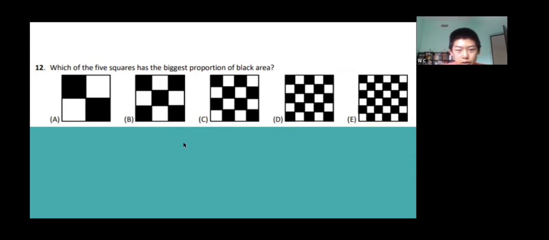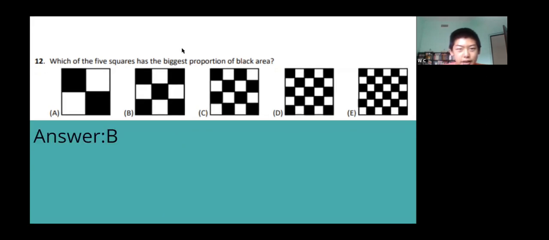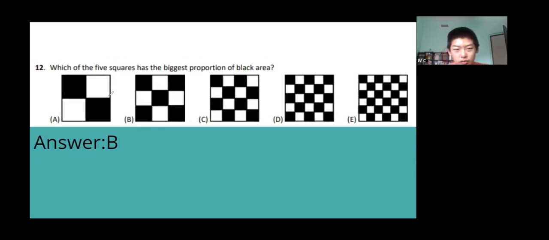So we have 2 people who answered A and no other answers. The answer is actually B. The reason why is, if you look at what fraction of the squares are black in each of these, we have 2 out of 4 equals 1/2.